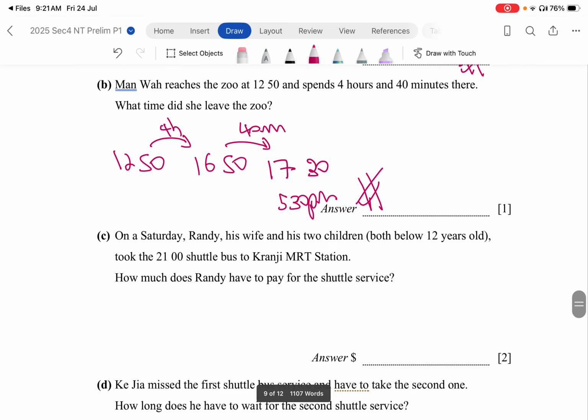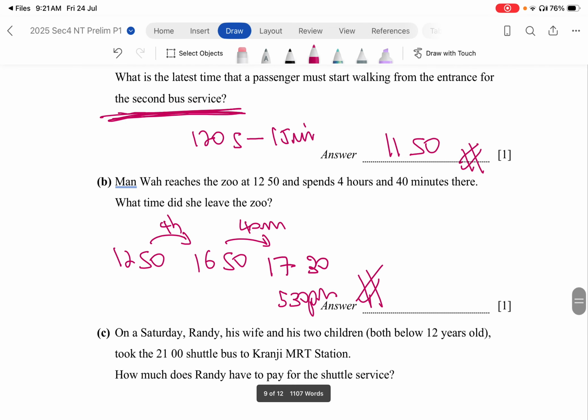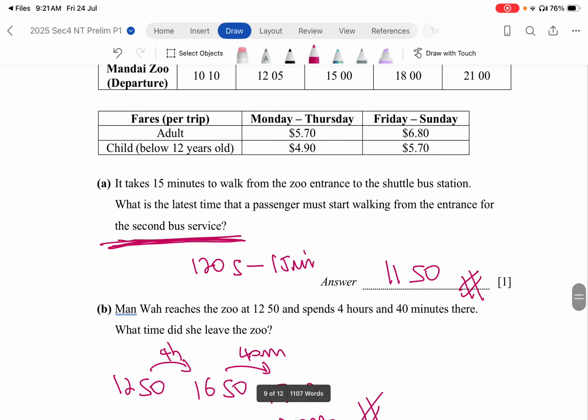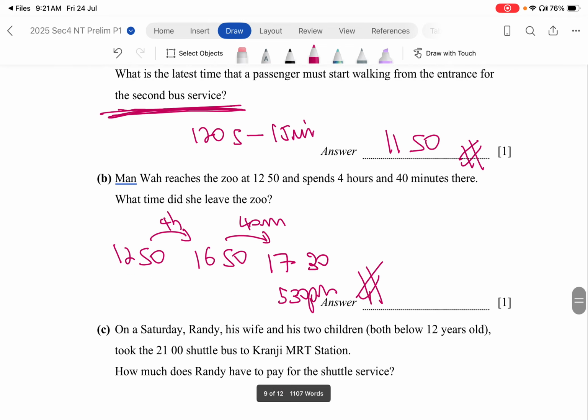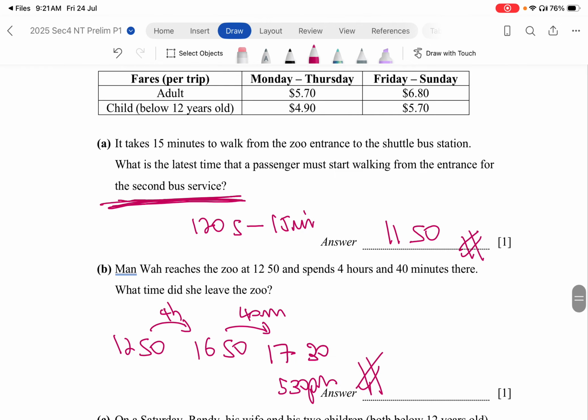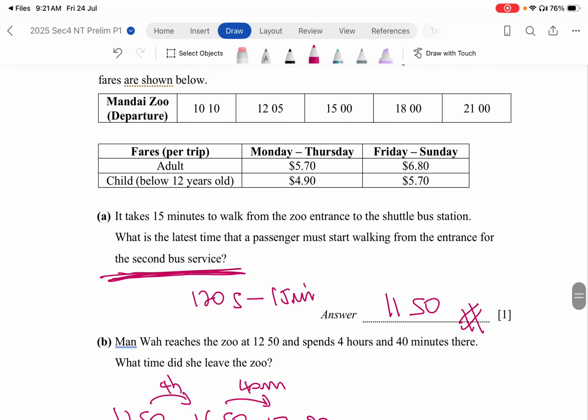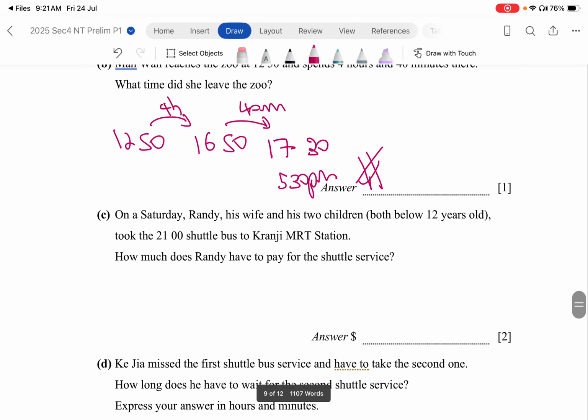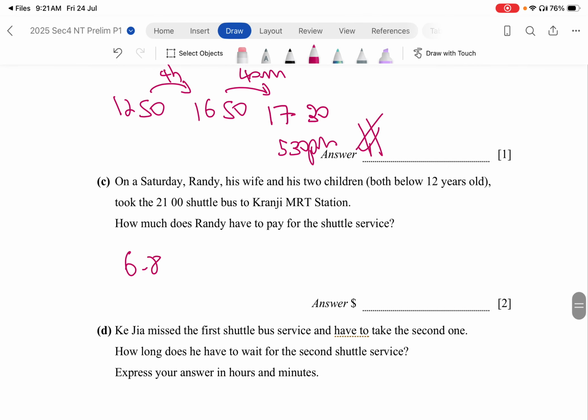How much does she have to pay for the shuttle service? So it's two adults and two children on a Saturday. So it's here. 6.80 and 5.70. 6.80 for two and 5.70 for two. Total $25.